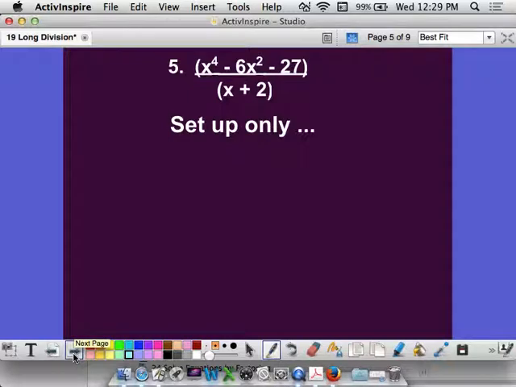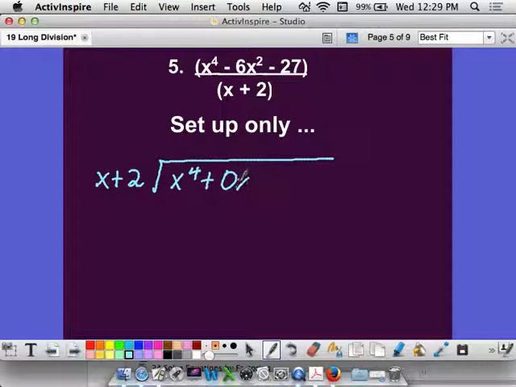In this last one, the only thing I want to do is set it up. What I want you to note is, again, it's written a little differently. So x plus 2 is what I'm dividing by. And I'm dividing into x to the 4th. I'm missing x to the 3rd, so I would add in plus 0x cubed. I have minus 6x squared. I'm missing that x value, so I have to add in 0x. And then my constant, negative 27.